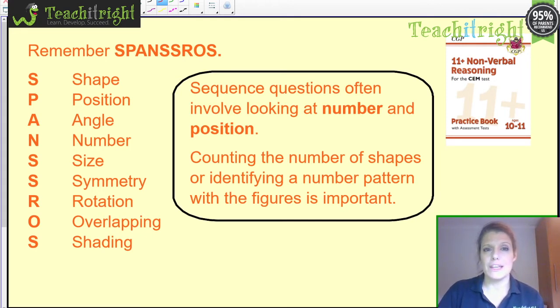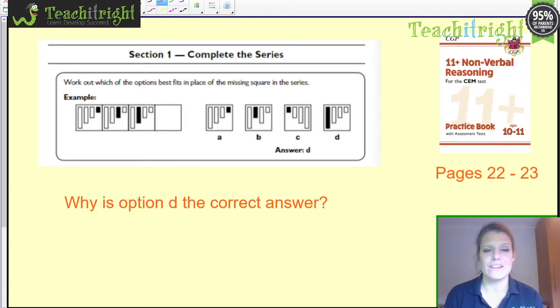And we're going to hopefully use it to help us complete these question types. So you're going to have a go now at the timed tests in your book, starting off with pages 22 and 23. So this is section 1, complete the series. Work out which of the options best fits in place of the missing square. Now the answer in this case is D.